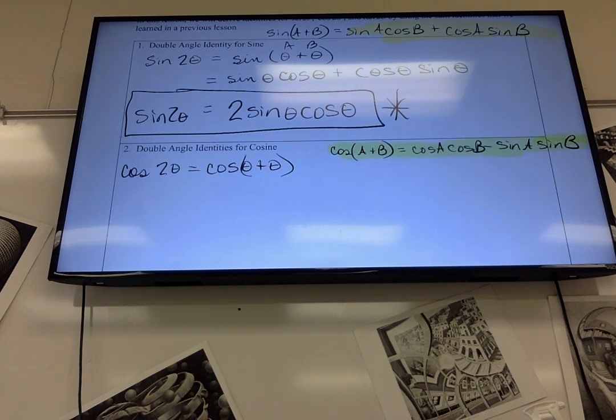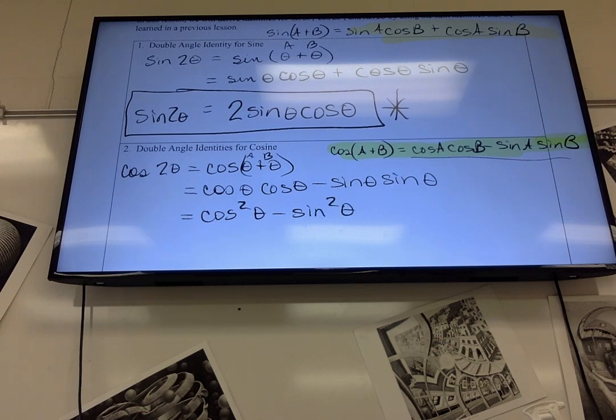I'm going to use that green one to do this one. Again, those will all be given to you. We're just figuring them out. So this is A and B. Plug them in there. So that's cosine of theta times the cosine of theta minus sine of theta times sine of theta. So that becomes cosine squared theta minus sine squared of theta.